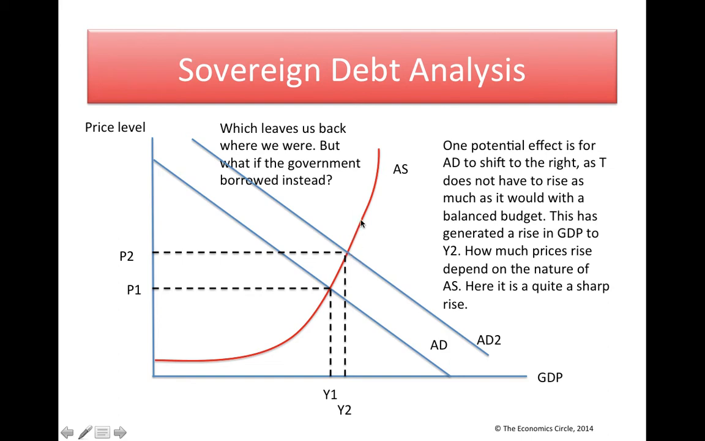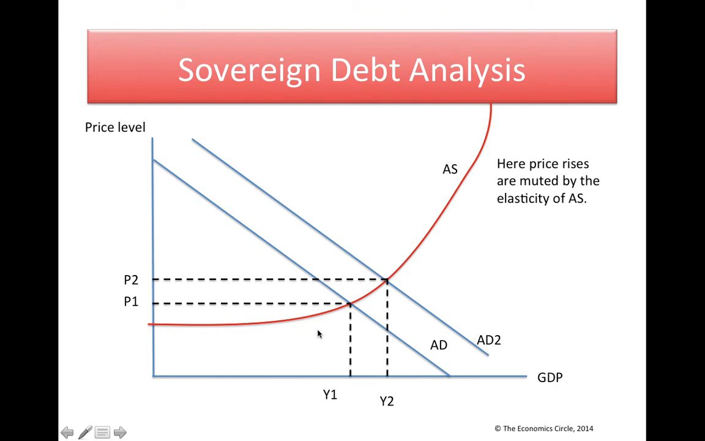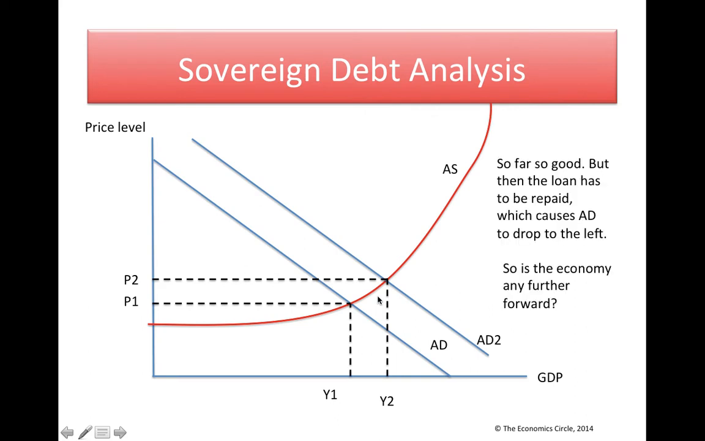In this one that I've drawn, prices rise much more than the growth that we're getting, so it's more of an inflationary stimulus to the economy. Whereas if I draw a slightly different AS curve, then in this case growth occurs from Y1 to Y2, but prices don't rise as much because there's more elasticity involved in the economy from Y1 to Y2.